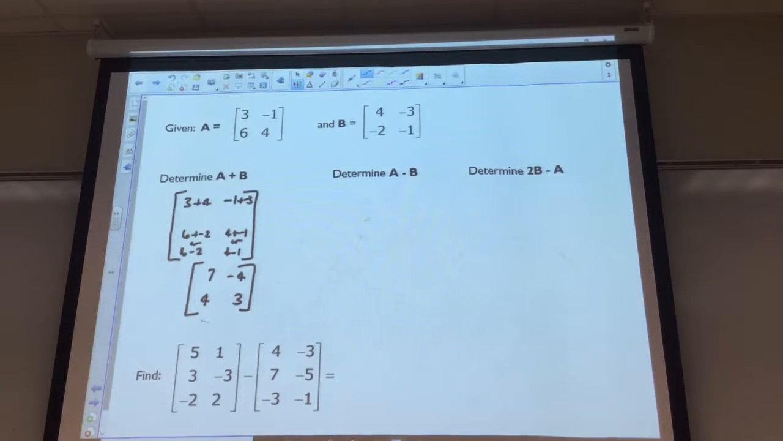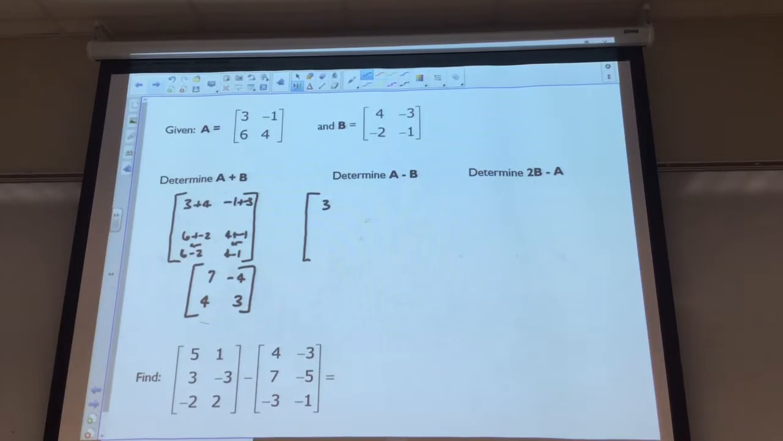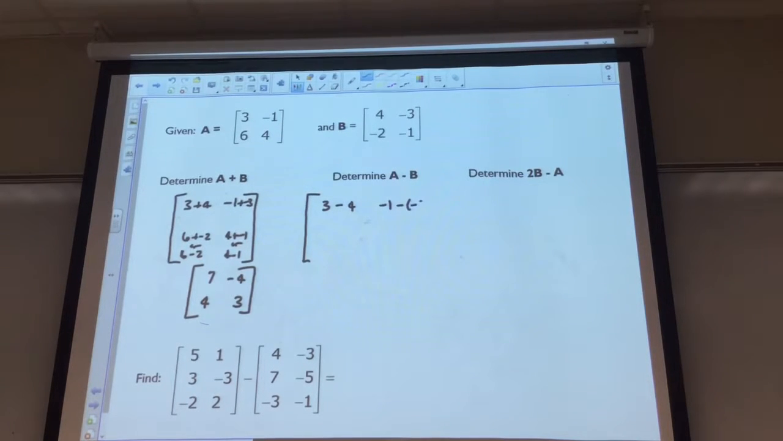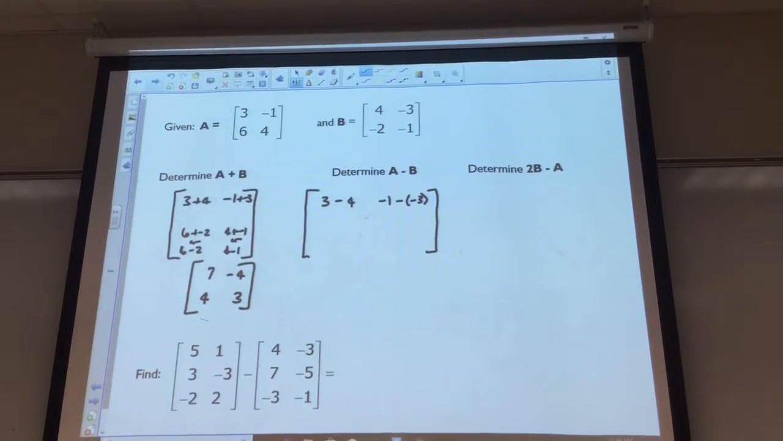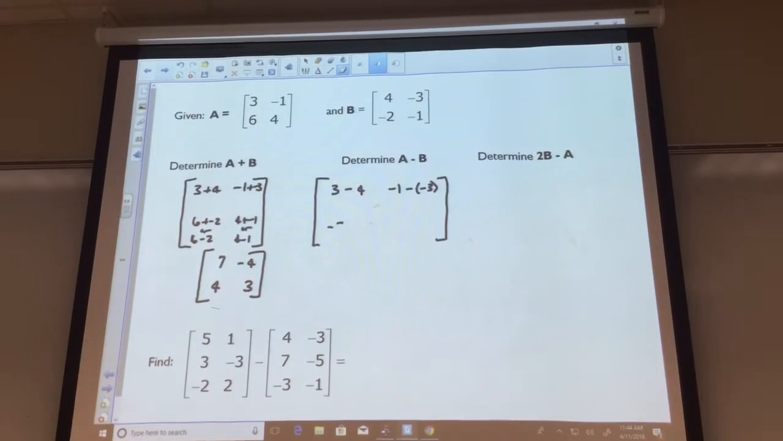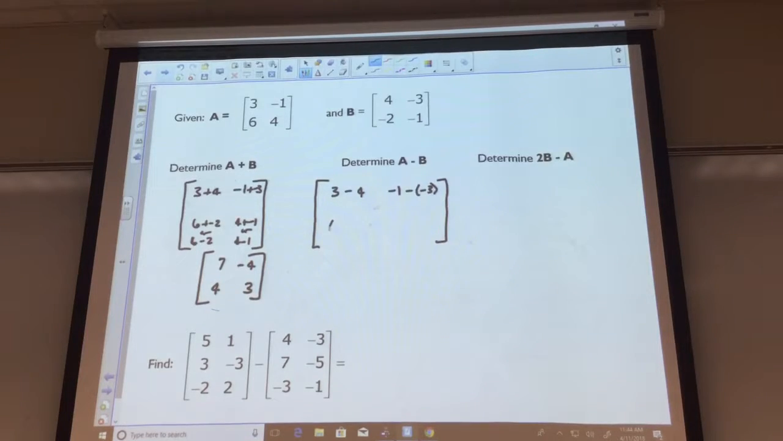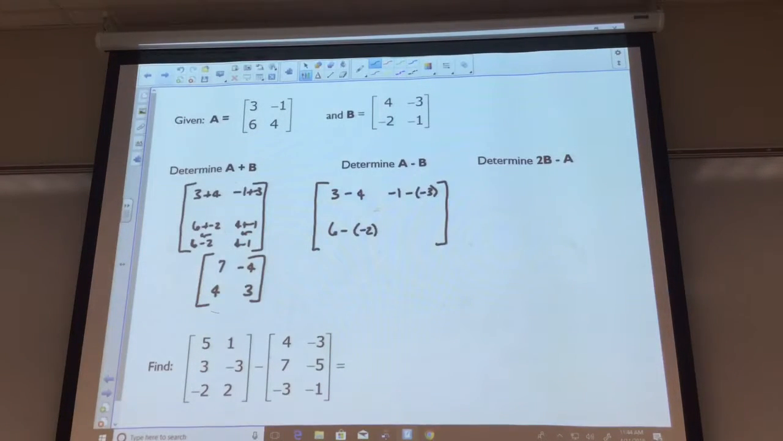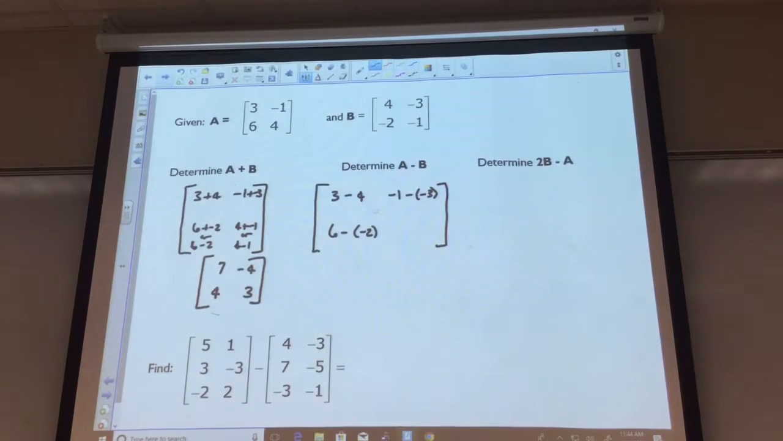What if it says A minus B? 3 minus 4, -1 minus a -3. Now you've got to be careful because you're going to have to fight through some signs if you're doing it by hand. But that's not that bad. We're kind of used to fighting with signs anyhow. Sometimes we win, sometimes we lose. Positive 6 now is going to be subtracting a -2. And positive 4 is going to be subtracting a -1.